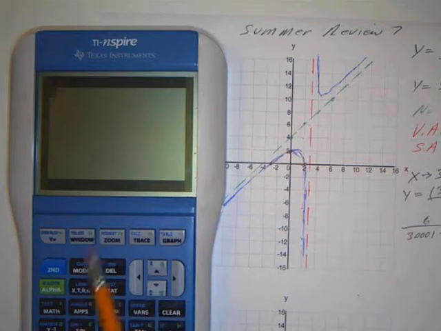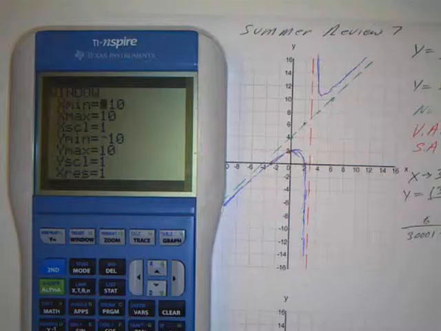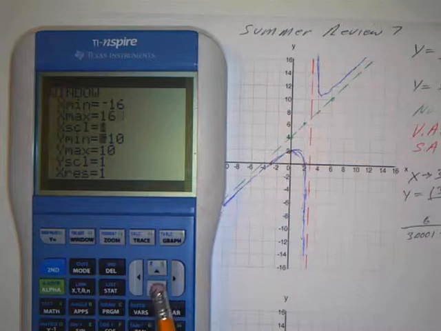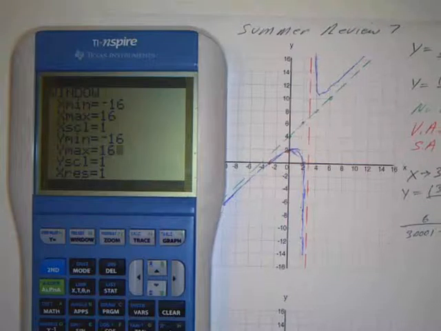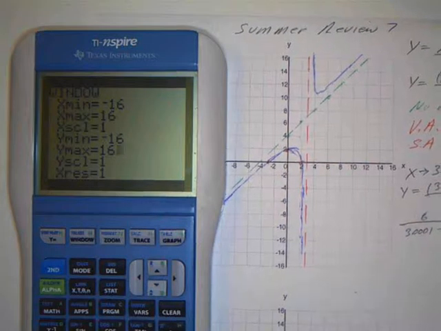Clear. Remember, we have to use the little negative down here by the answer sign. -16 to 16. For x, scale 1 is fine, and then -16 to 16 for y. And let's see if we're going to kind of look like this graph here.